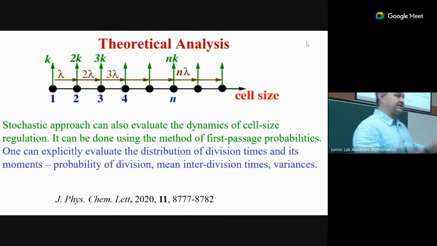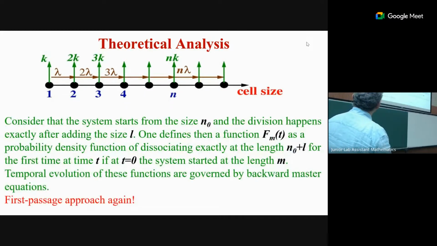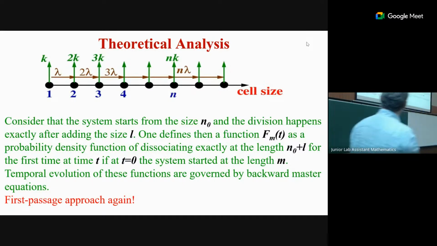The advantage of the stochastic model is not only that it can explain the spatial, very narrow distribution; it can also explain dynamics. Remember, it was the spatial narrow distribution as well as the dynamics of division. So you can explain division dynamics, and the way to do it is first passage. That's why we talk about first passage. It's not the only way to do it, but first passage is a very convenient picture.